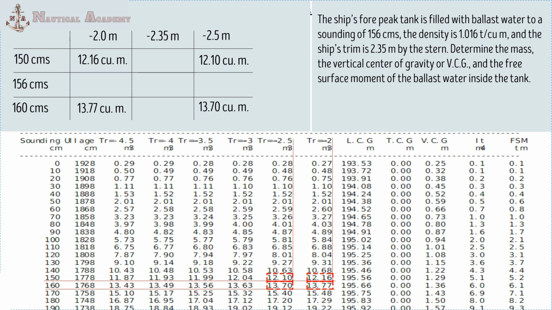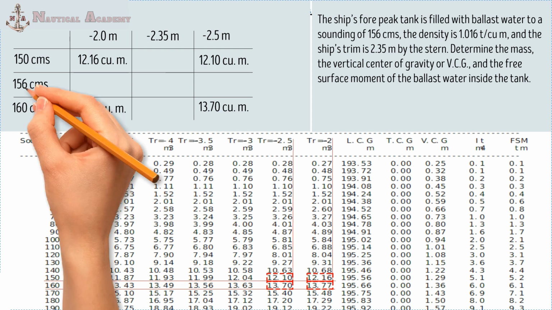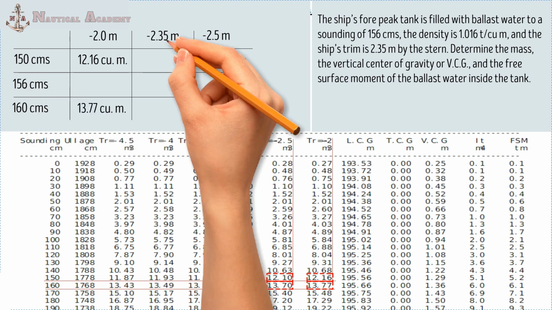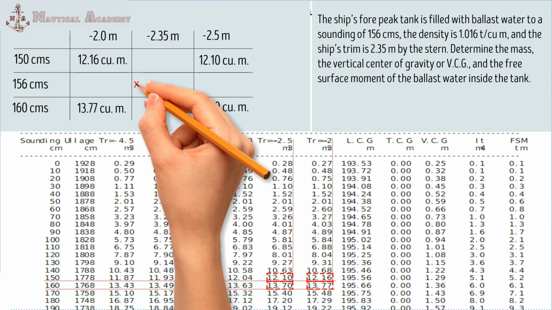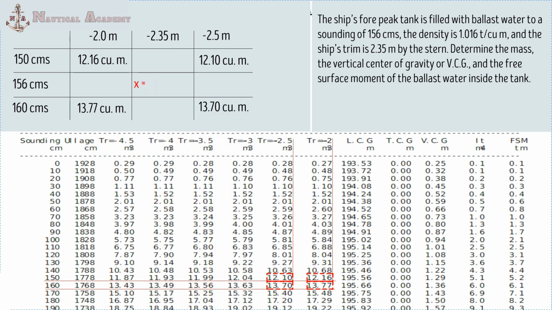What we need to find here is the volume of the ballast water inside the forepeak tank, in which the sounding is 156 centimeters at a trim of -2.35 meters. So the value in this box is what we are looking for. In this scenario, we have a double interpolation. But we will not go through the fundamentals of interpolation. We will use a scientific calculator in this interpolation.